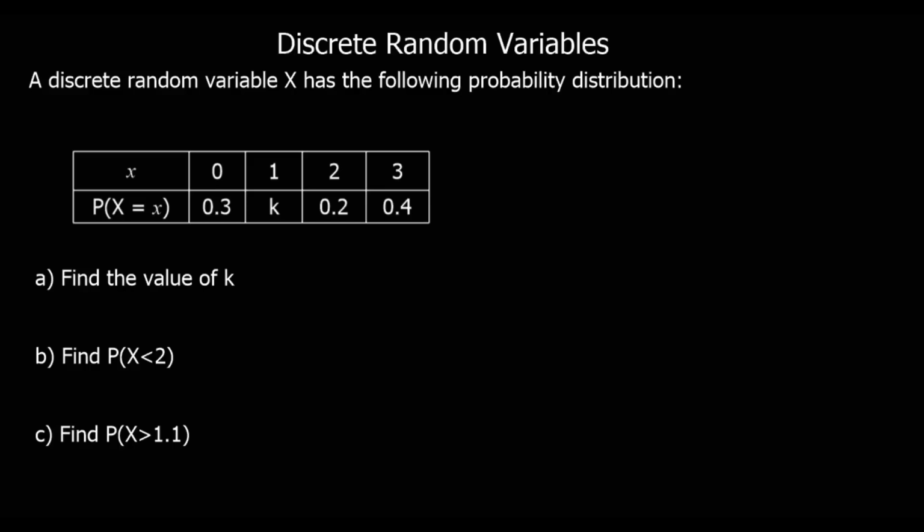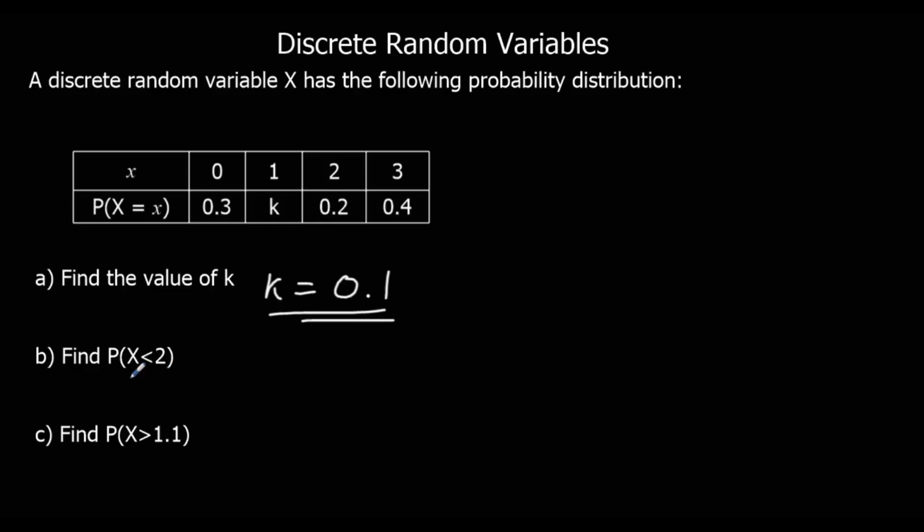Okay, so we've got a very similar question. If you want to pause the video, give this one a go, and then press play when you're ready to go through the answer. So we've got a different discrete random variable this time. This time we can have 0, 1, 2, and 3. And the probability of all of the events has to add up to one whole. So far we've got 0.3 plus 0.2 plus 0.4, which is 0.9. So k must be 0.1, because all the events have to add up to one whole.